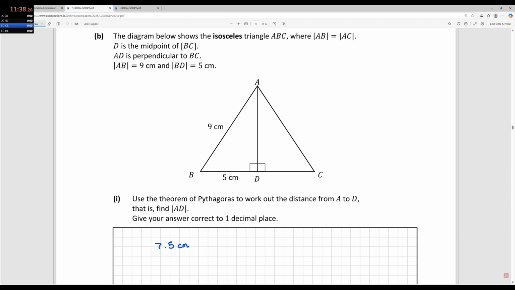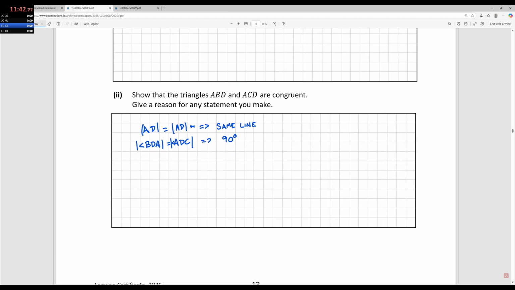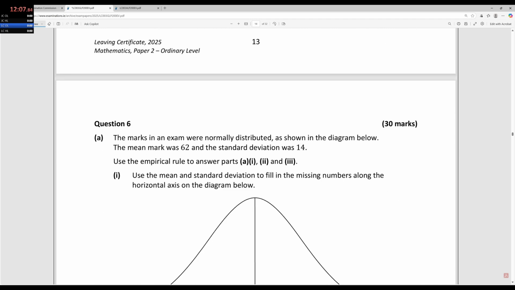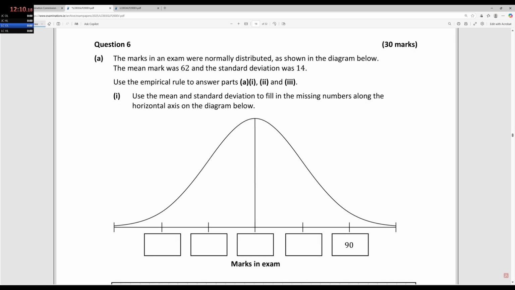And we could say B to D and D to C are equal because it's the midpoint that splits it in half. So BD is equal to DC because midpoint means it's split in half. It's been split in two. It's been divided directly in the middle. So they're both 5. And then that would be SAS. Side angle side. I did do this, thank fuck.